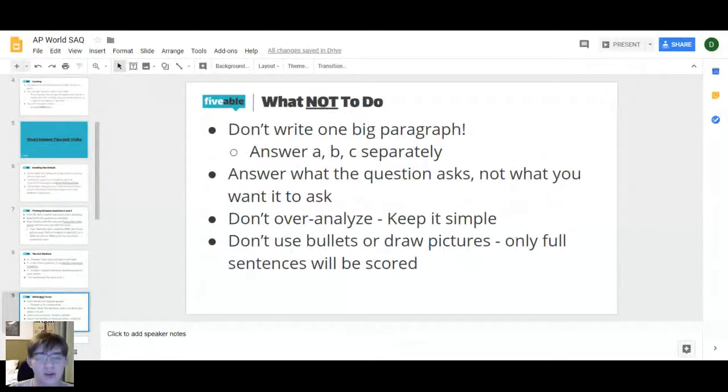Third, don't overanalyze. This is kind of going along with the fact that you shouldn't write a lot. Just keep it simple. Give some evidence, give some quick explanation, and then don't use bullets or draw pictures. I think they say this, only full sentences are scored. Pictures aren't scored. Bullets are not scored. Full sentences only.